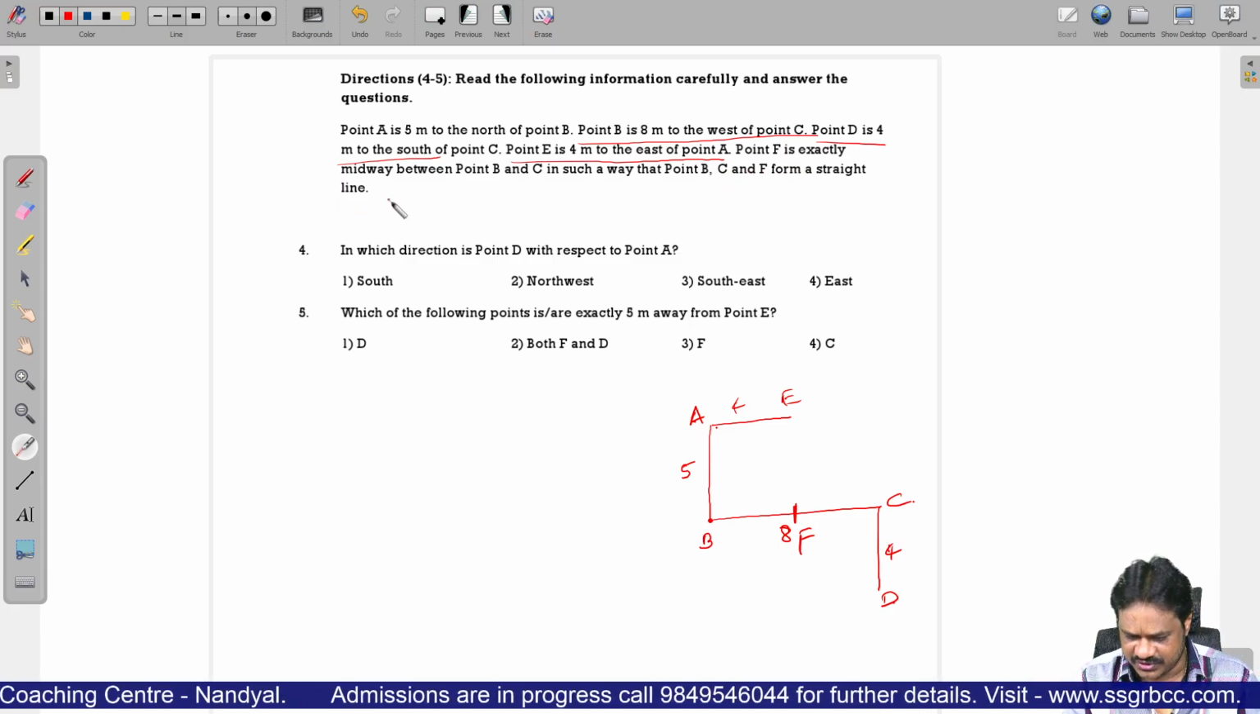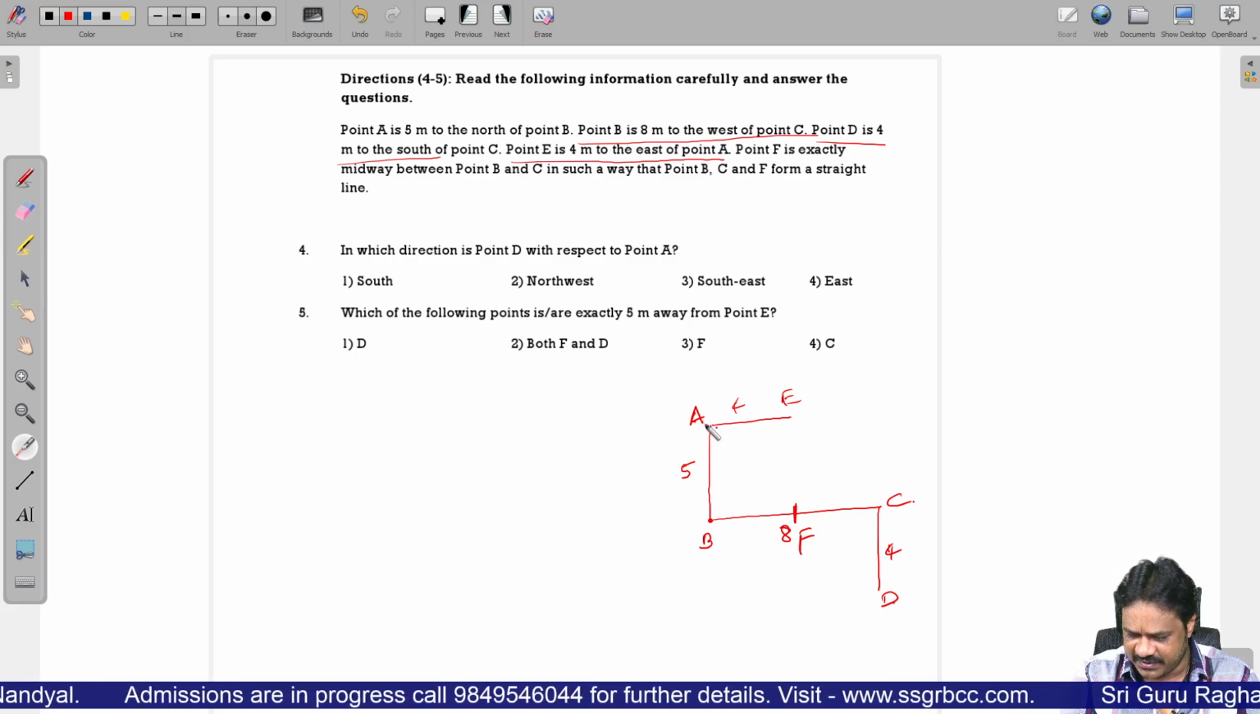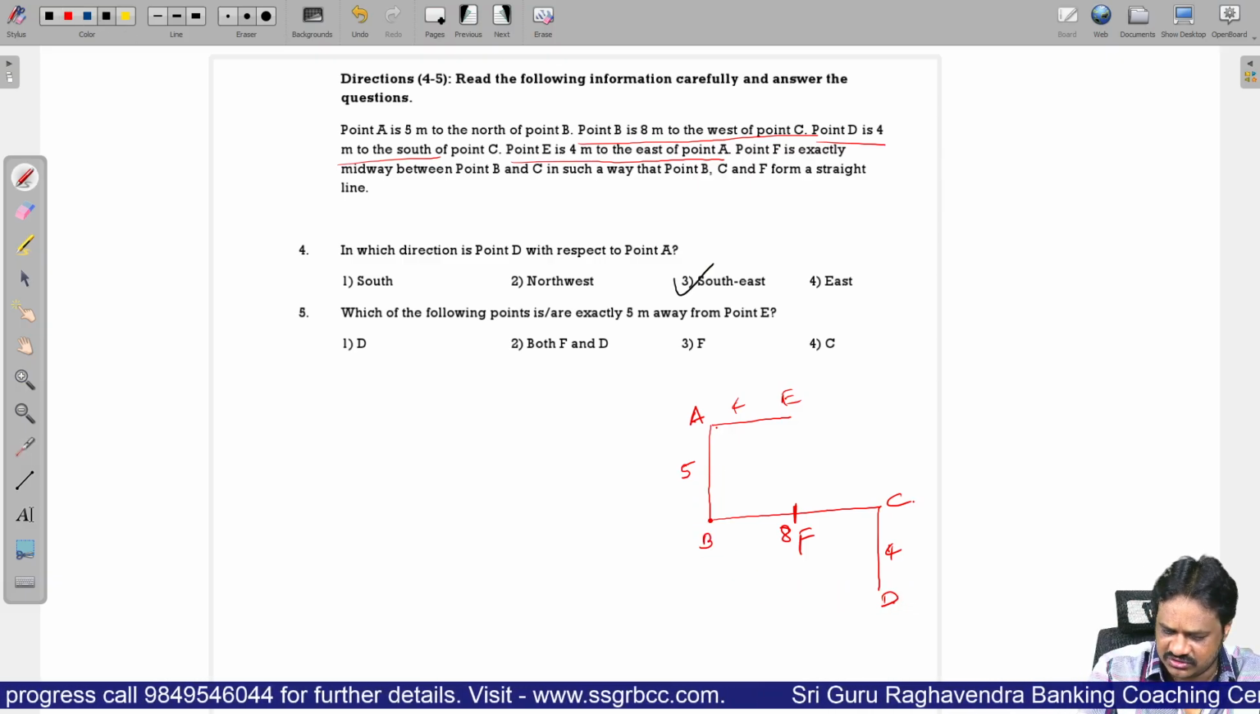Now what is the question? In which direction is D with respect to A? With respect to A, where is D? If you see from A, D is to the south right side. So that is south east.